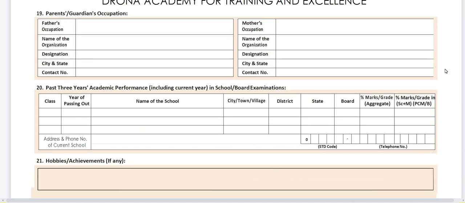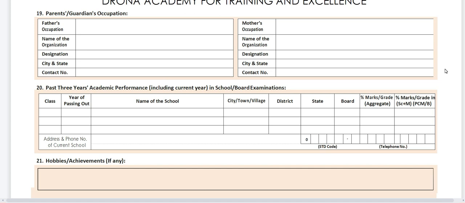Now, moving on to the 20th point, past 3 academic performance including current year in school or board examination. So if you are, let's say, pursuing class 10th, just write class 9th, that is the year of passing out. In the next column, the name of the school from which you have finished your examination, city, that will be again Ratlam, district Ratlam, state will be MP, you can just write MP here. Here your board will be CBSE, MP board, or ICSE, whichever is applicable. Then just provide your percentage, how much you got there.